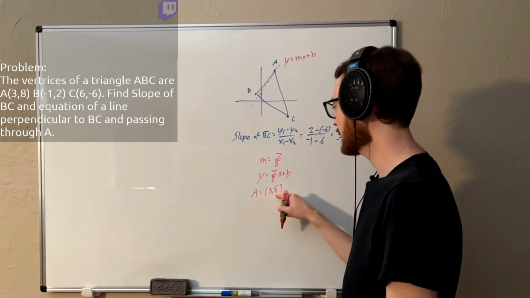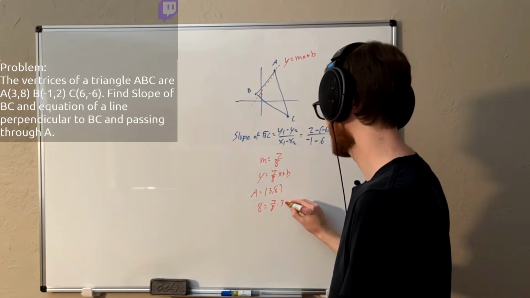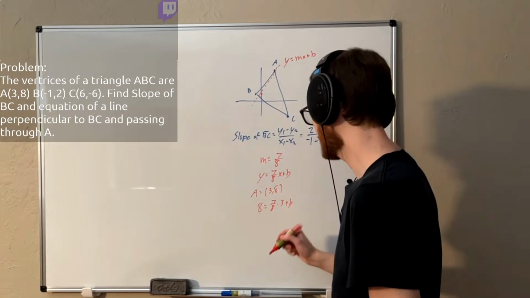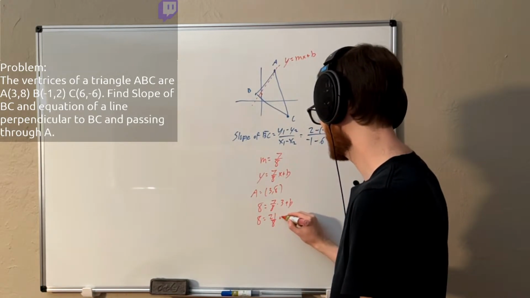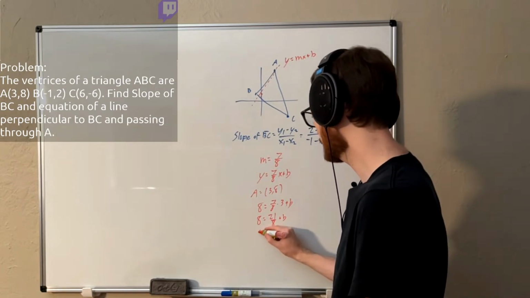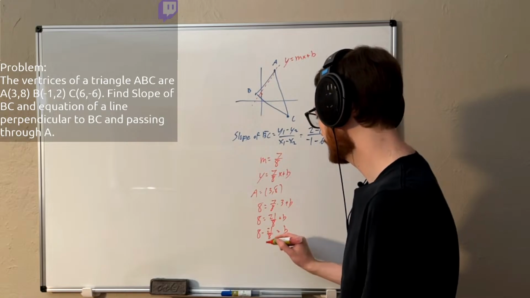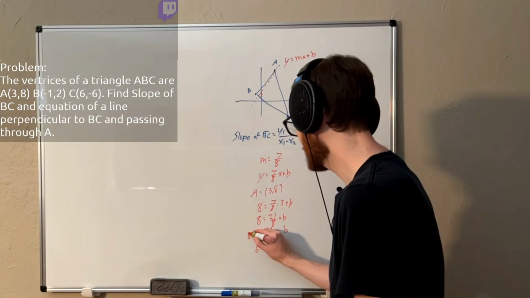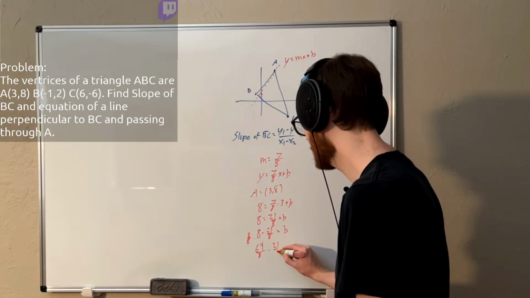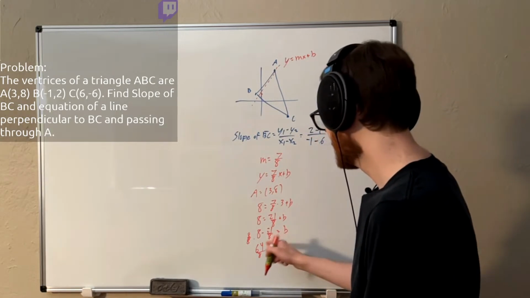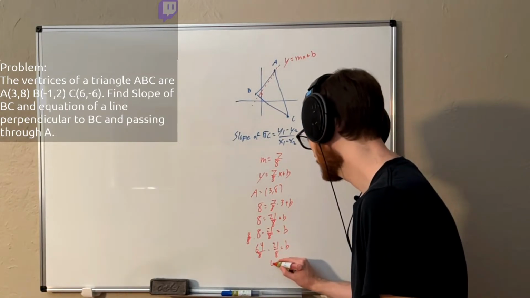So x is 3, y is 8. Let's plug that in. Times 3 plus b. Now solve this for b. It's kind of annoying to solve for b, but we sure can. 21/8 plus b. Subtract the 21/8 over. Get a common denominator, so I'm going to multiply that by 8/8. So we get 64/8 minus 21/8 equals b. 64 minus 21 is 43. Weird number.